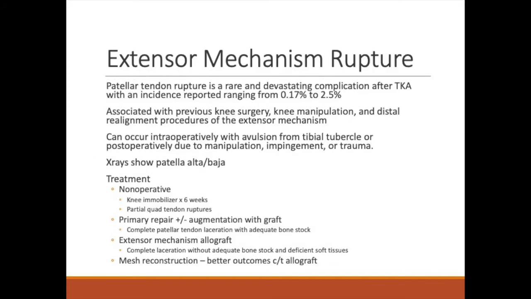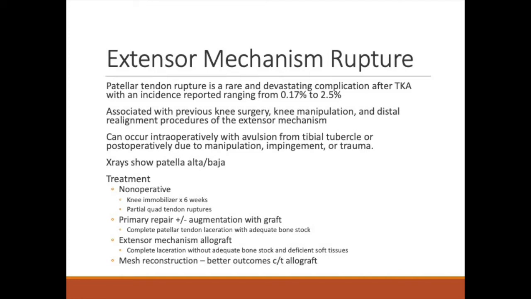Extensor mechanism rupture is the next complication that can occur during surgery or postoperatively traumatically. Patellar tendon rupture is rare and it is a devastating complication with an incidence of right around 1%. It's associated with previous knee surgery, a previous knee manipulation, and distal realignment procedures of the extensor mechanism like a tibial tubercle transfer. This can occur intraoperatively with avulsion from the tibial tubercle or postoperatively due to a manipulation under anesthesia that's overly aggressive.